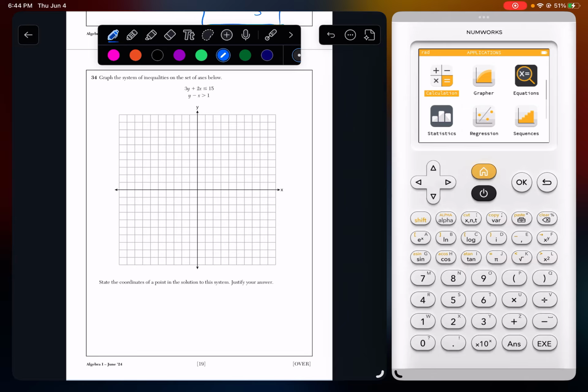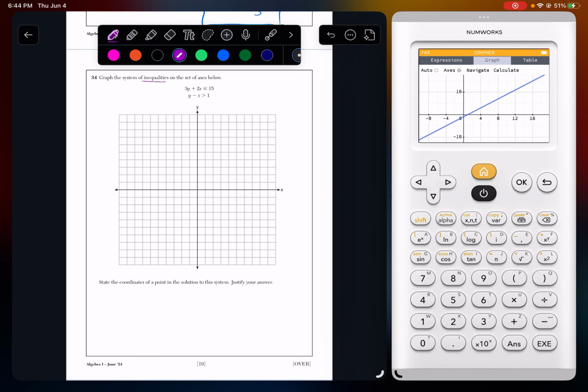All right, 34, we have another grapher question. So on this one, we have graphs of inequalities. Inequalities, that immediately tells me I'm going to have shading, so I'm going to have a solution set. I have two inequalities. I'm asked to graph them on the axes below, and then state the coordinates of a pair that is a solution.